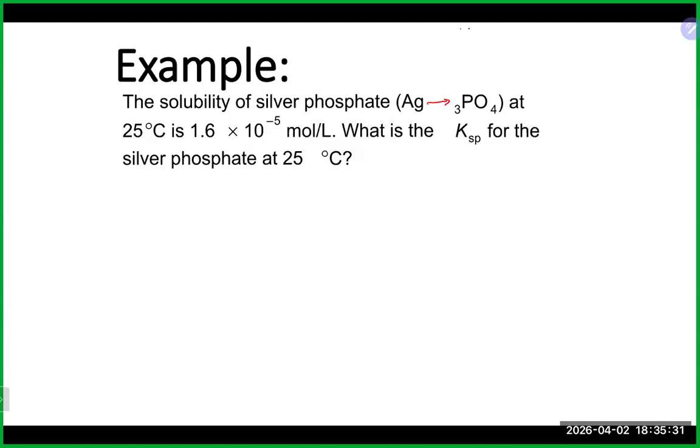So we want to write our salt and how it's going to break apart. This is silver phosphate, and it's going to be a solid. It is going to dissociate into its ions, which gives me 3 silver ions and a phosphate ion when it goes for a little swim.